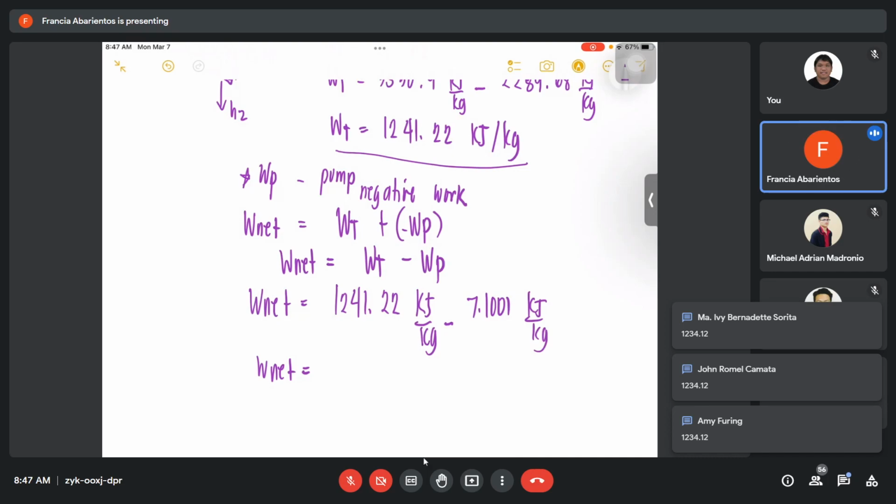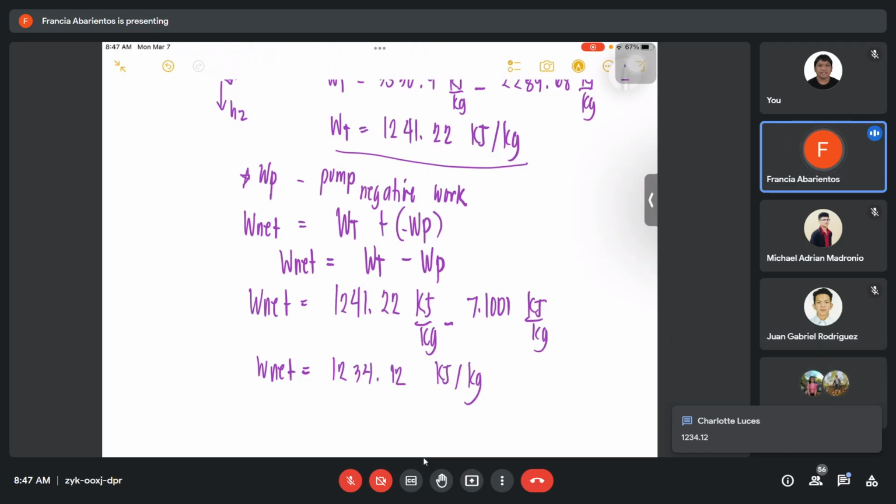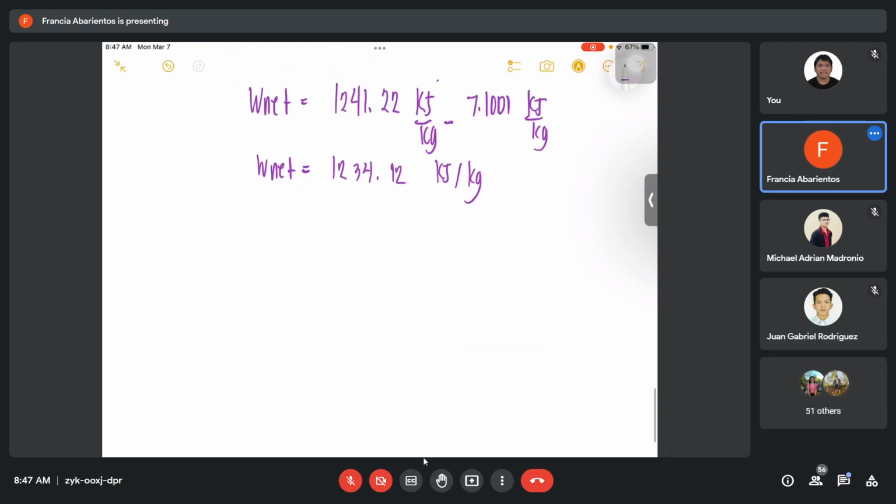7.1. We have now 1234.12 kilojoules per kilogram. Okay. After that, we need to find the heat added at the boiler.